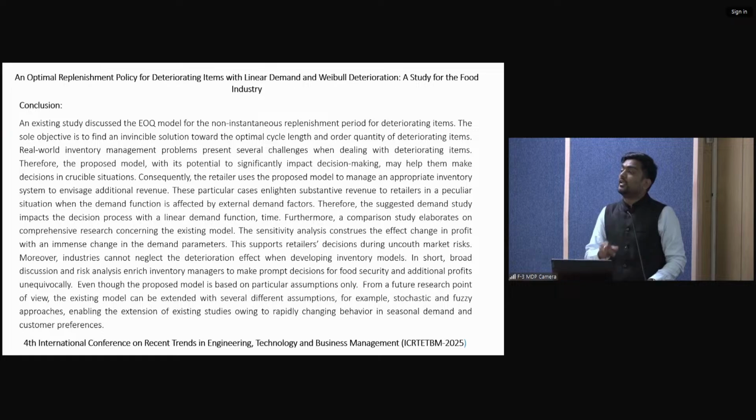And secondly, the inventory manager can cover the risk whenever variability or fluctuation is found in the time coefficient of demand, certain demand increase, or change in the price. So this is very good for the food industry problem, and it solves the food industry problem when the demand is linear. Thank you. Any question?